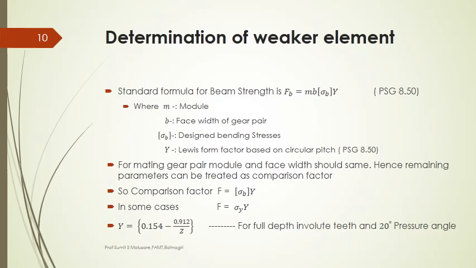For two meshing gears, the face width and the module should be equal, it means that the remaining factor which can be compared is sigma b into Y, and we can say that F is the comparison factor which is equal to sigma b into Y. In some cases we can take it as sigma y into Y also, because sigma b depends upon the value of sigma y and some operating conditions. So in some cases we consider F is equal to sigma y into Y, and capital Y, the formula for capital Y is called the Lewis form factor given on PSG 8.50 for the 20 degree pressure angle, 20 degree full depth involute teeth.